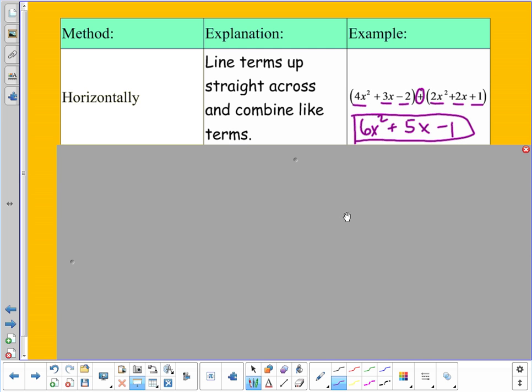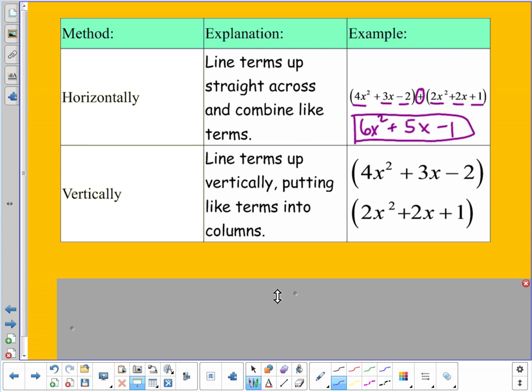Now, okay, so now we can also line them up vertically. And when we line them up vertically, we're going to put our like terms in columns. So notice that I have my x to the second and x to the second right underneath each other. One's right underneath the other. I have my x terms lined up in this column. I have my constants lined up in this column. And then it becomes adding just like it was way back in elementary school when we used to add things vertically and we would combine like place values.